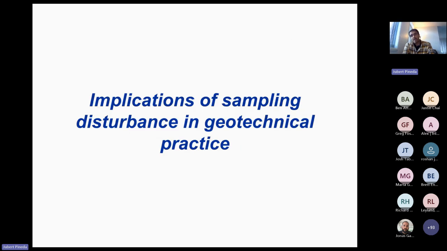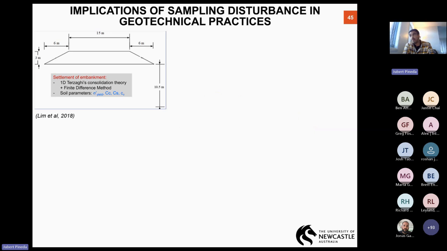What is the implication of sampling disturbance in geotechnical practice? I'm going to use one of the simplest examples that we have. This is part of Geomechanics 1 or any geotechnical soil mechanics 1 course: the settlement analysis of embankments on soft ground. So we are going to keep it as simple as possible. In order to analyze this in an Excel spreadsheet, you only need to use 1D Terzaghi consolidation theory, and then potentially find a different method to calculate the excess pore pressure.